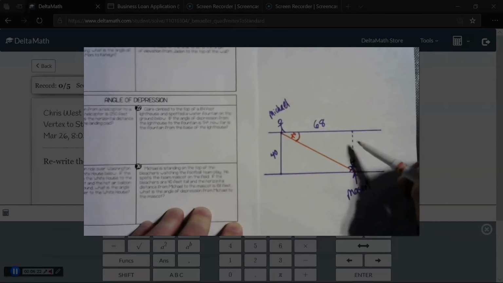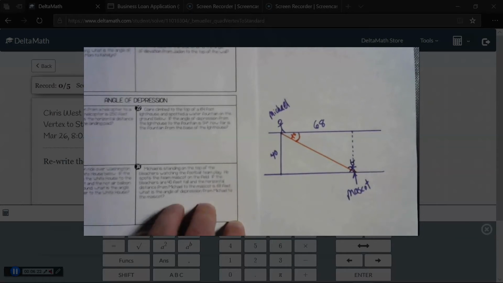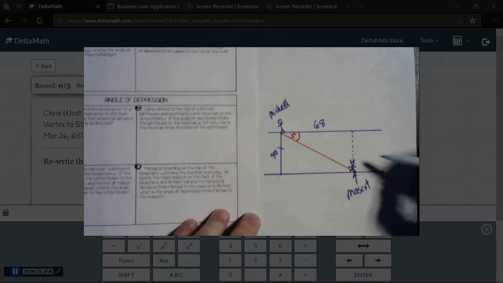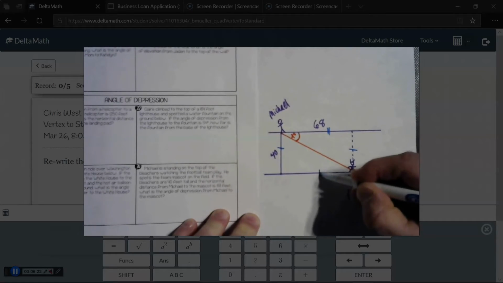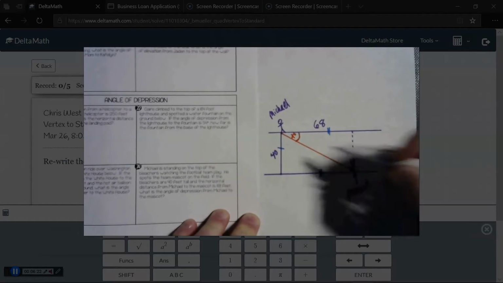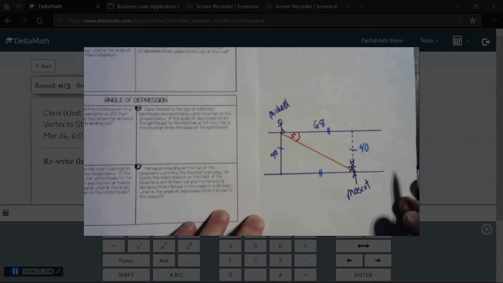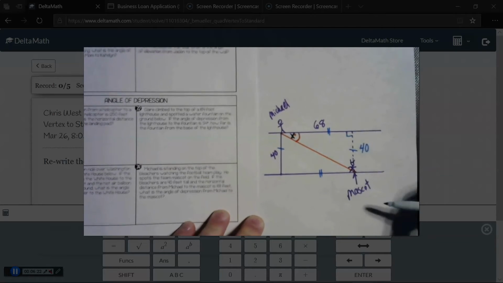On this one we're solving for the angle. You have to remember that we've made a rectangle here, okay? And this side of a rectangle is congruent to this side. This side of the rectangle is congruent to this side, okay? So if this height is 40 here, this length of the rectangle is going to be 40 over here as well. So now we've got a right triangle.